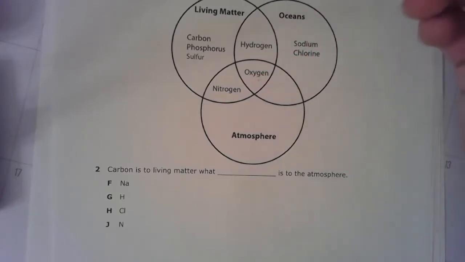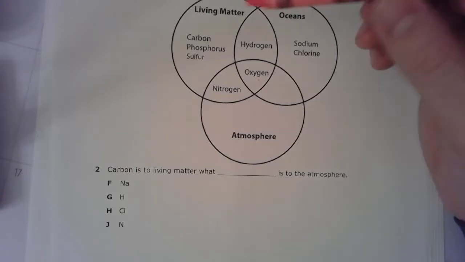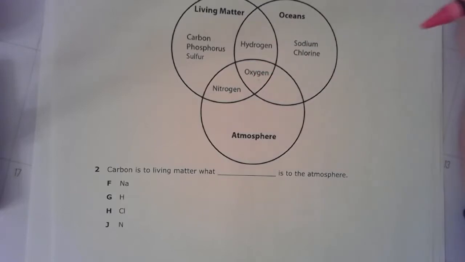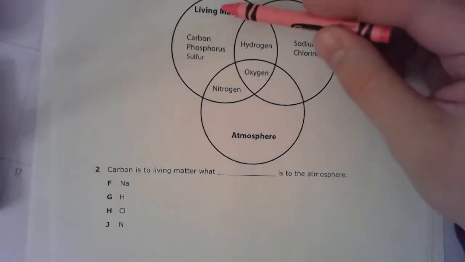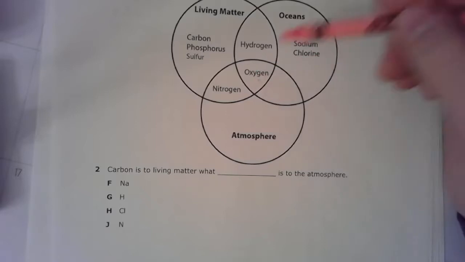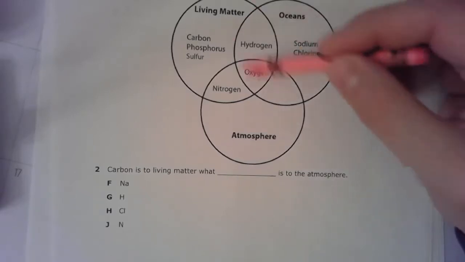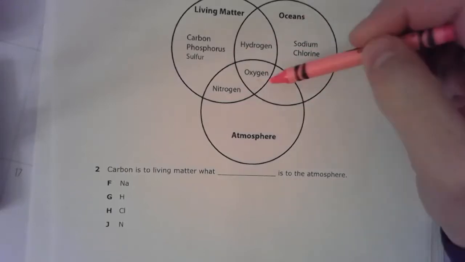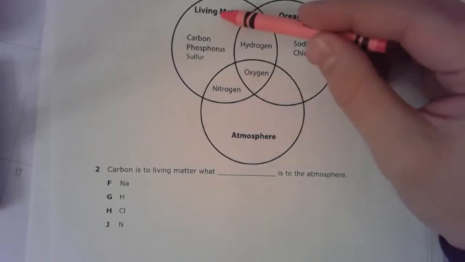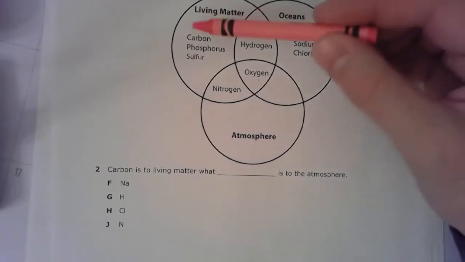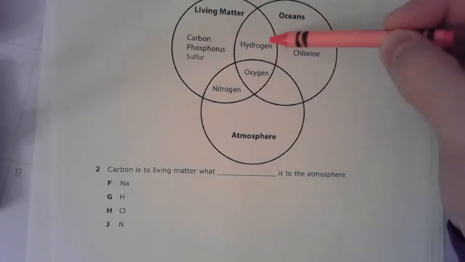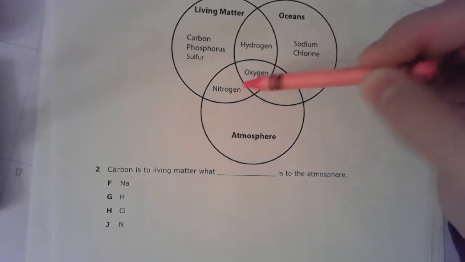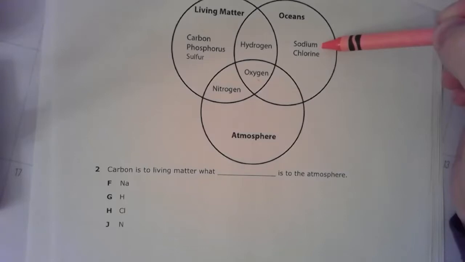And then what they, say living matter and atmosphere, they'd have this and this in common. Living matter and oceans have this and this in common. It's where the two circles overlap. If all three of them overlap in one place, like here, that's what all three of them have in common. So we have carbon, phosphorus, sulfur, hydrogen, sodium, chlorine, oxygen, nitrogen. These are two different things, sodium and chlorine.